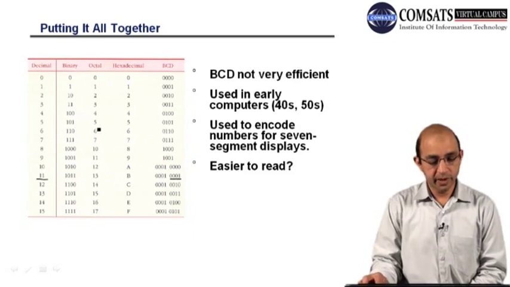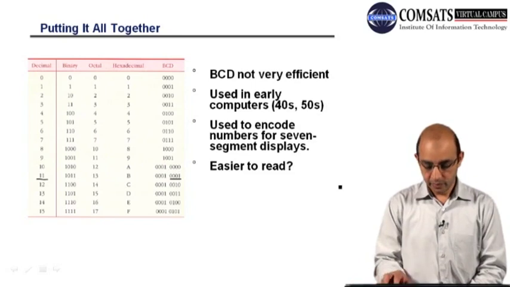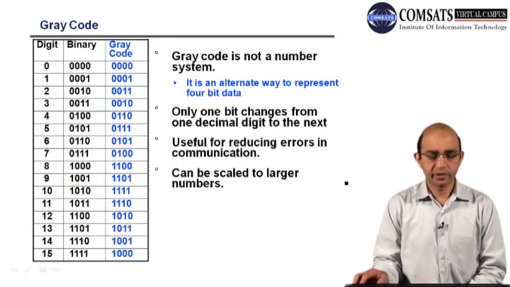Though if you look at the binary, you can represent this 11 with these 4 bits, right? And so this is the disadvantage regarding the binary coded decimal.